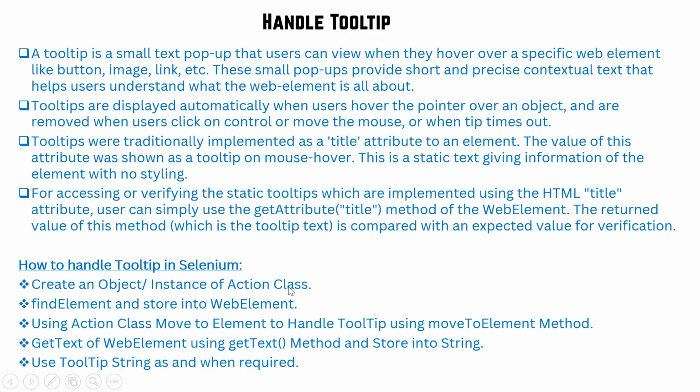How to handle the tooltips? Create an object or instance of the Actions class, find the element and store the web element. Using the Actions class, move to the element to handle the tooltip using the moveToElement method. Get the text using the getText method, store it, and then you can verify it based on the actual and expected one.